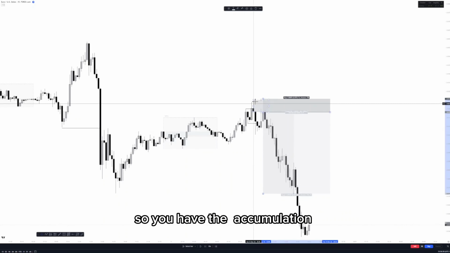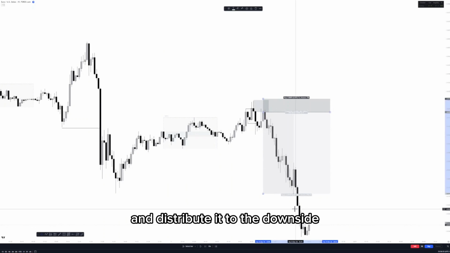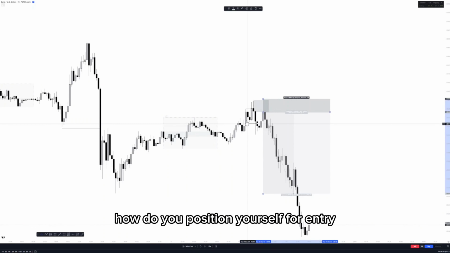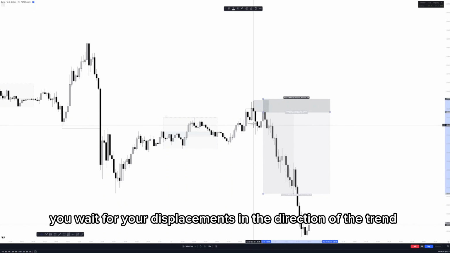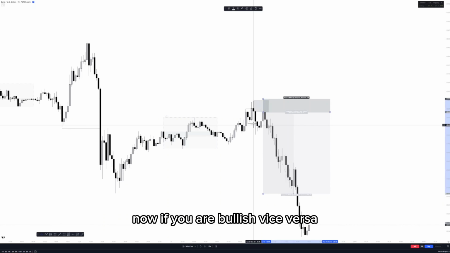So you have the accumulation, you manipulate to the upside and distribute to the downside. How do you position yourself for your entry? You wait for a displacement in the direction of the trend. Now, if you are bullish, vice versa. But in this scenario, our bias is bearish, to the downside, right?